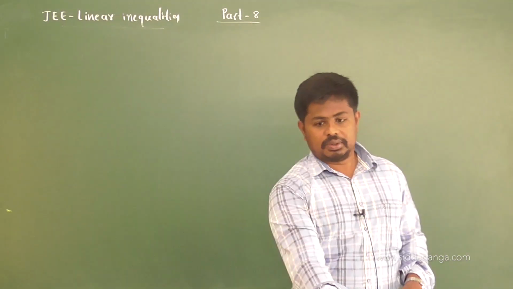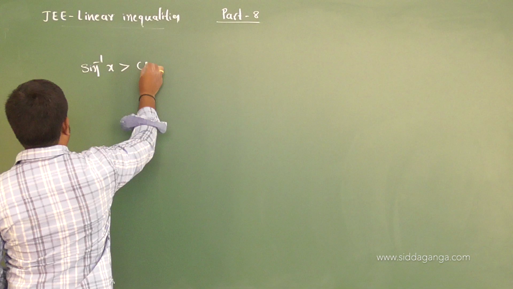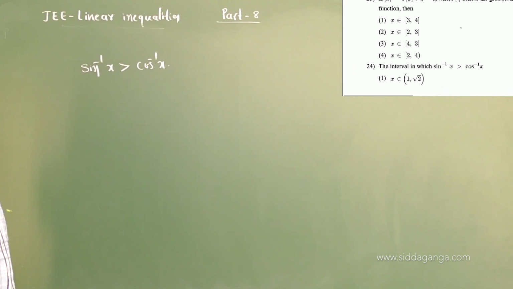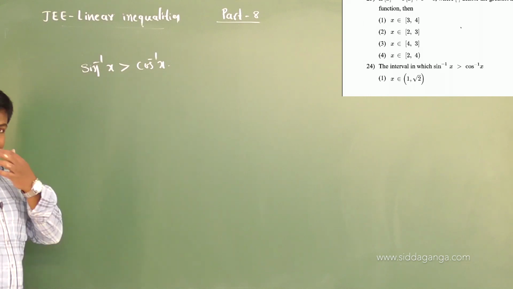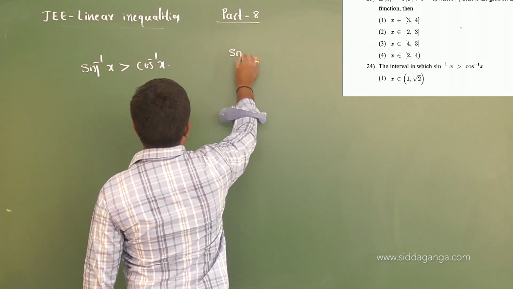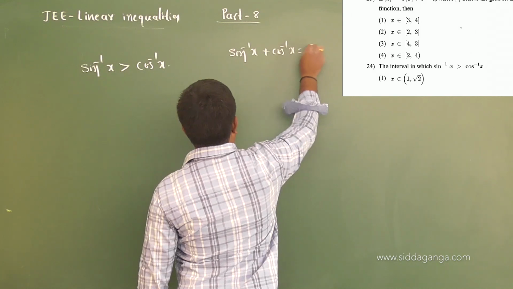Okay, let us move to question number 24. So 24th is like this: the interval in which the function sine inverse of x is greater than cos inverse of x. This is true for what values of x? Hope you are familiar with inverse functions, right? In the inverse functions there is a result: sine inverse of x plus cos inverse of x is equal to pi by 2.